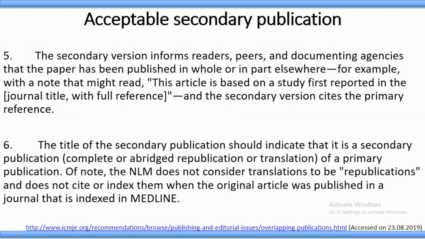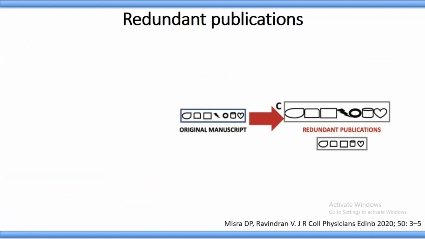The secondary version could inform readers, peers, and documenting agencies that the paper has been published in whole or in part elsewhere. So, for example, you may have a note that reads, this article is based on a study first reported in so and so journal. Or the title of the secondary publication should indicate that it's a secondary publication, a complete or abridged republication or translation, in which case it may be acceptable. But generally, this is an exception.